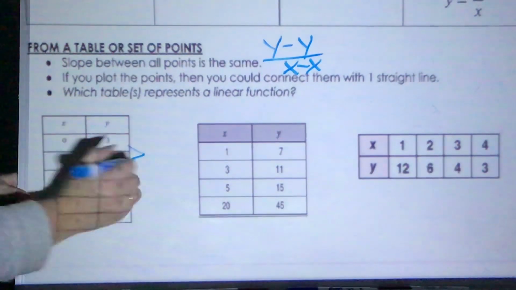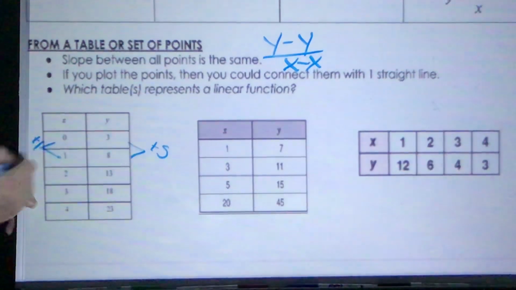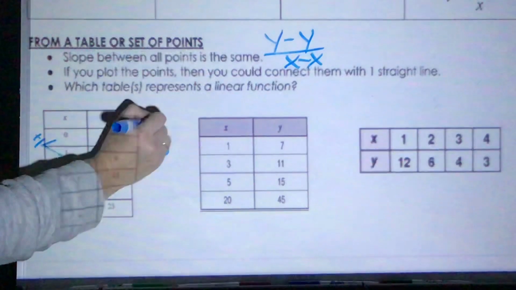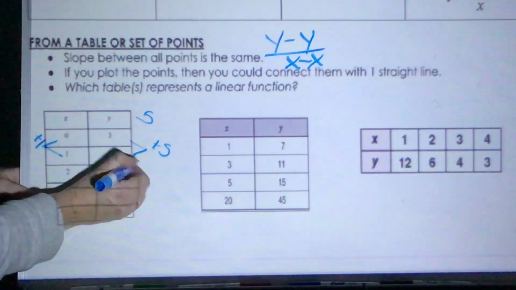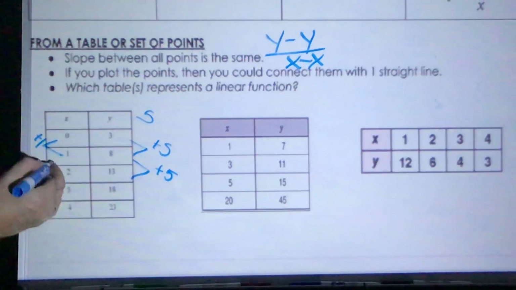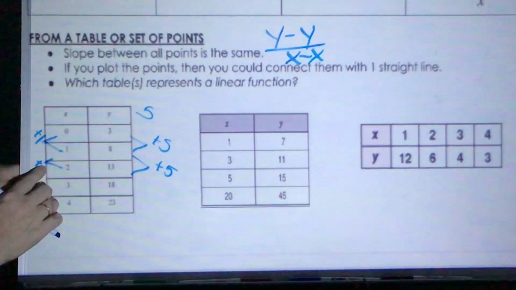To get from 3 to 8, it would be plus 5. To get from 0 to 1, it's plus 1. So here my slope is 5 over 1, which is 5. From these 2 points, to get from 8 to 13, it's plus 5. To get from 1 to 2, it's plus 1. That's also a slope of 5.